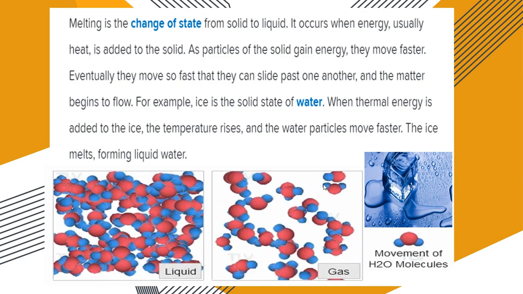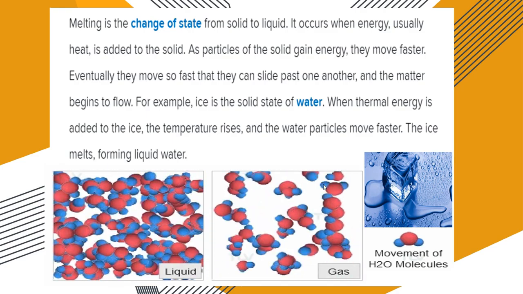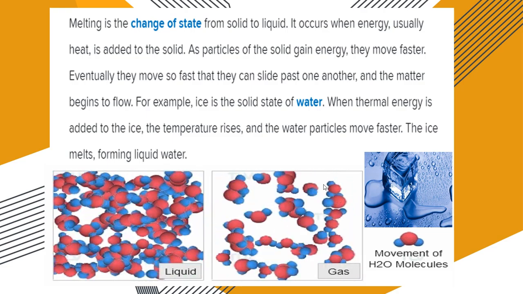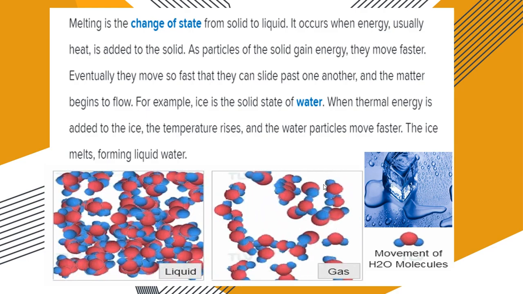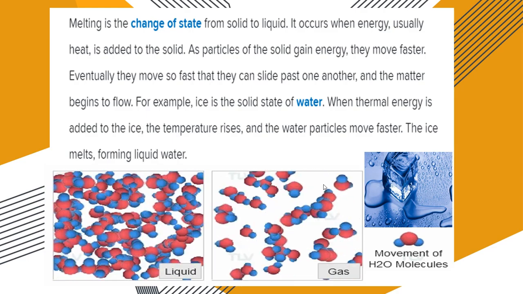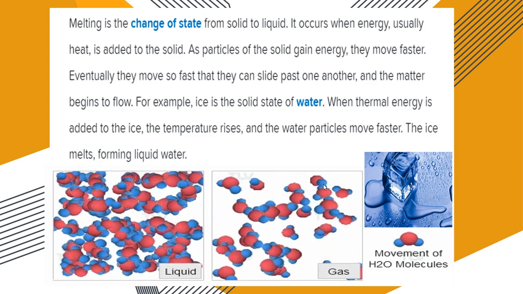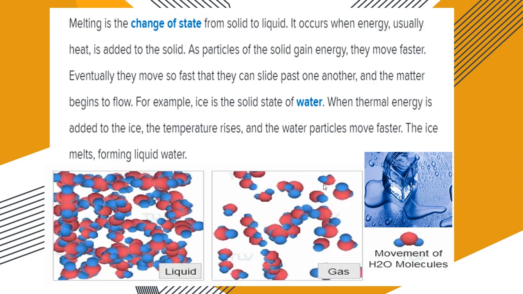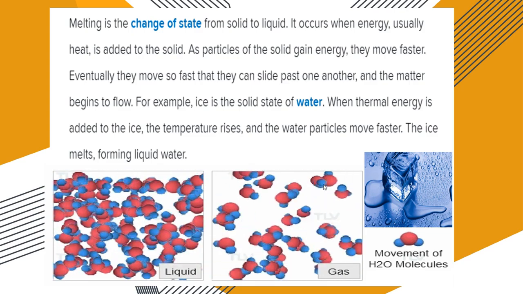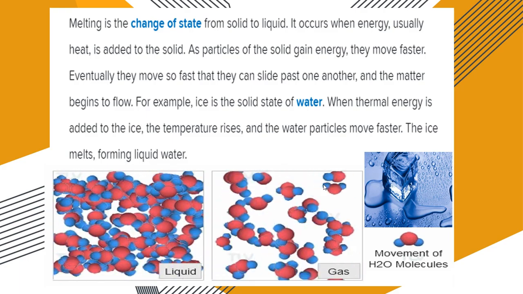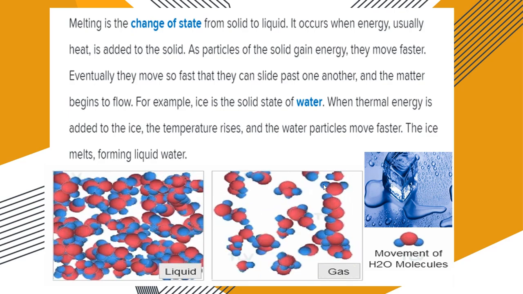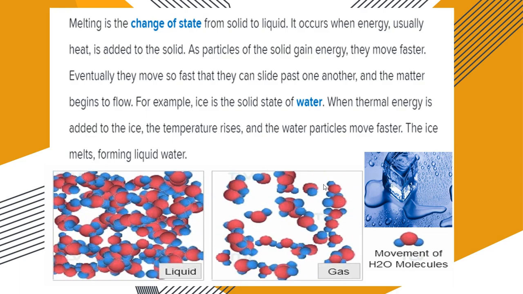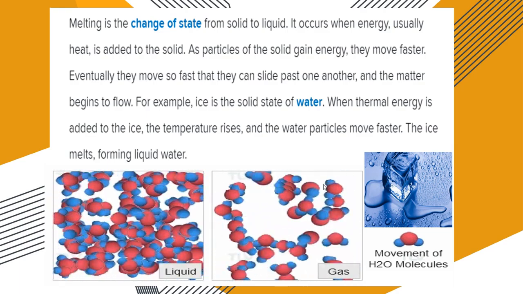Melting is the change of state from solid to liquid. It occurs when energy, usually heat, is added to the solid. As particles of the solid gain energy, the faster they move. Eventually, they move so fast they can slide past each other, and the matter begins to flow. For example, ice is a solid state of water. When thermal energy is added to ice, what will the temperature do? Correct. It's going to rise. And how will the water particles move? They're going to move faster. That's when we say something has melted.